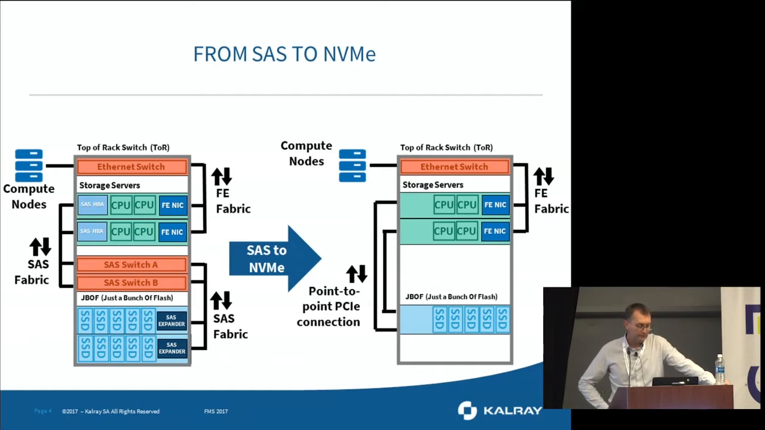When you are moving from SAS to NVMe, if you want to keep the same kind of architecture, meaning that you have storage head nodes on one side, and SSDs, JBOF on the other side, you are obliged to use the PCI Express cables, and this is, for example, what Facebook did with Lightning. But this is where the problem is starting.